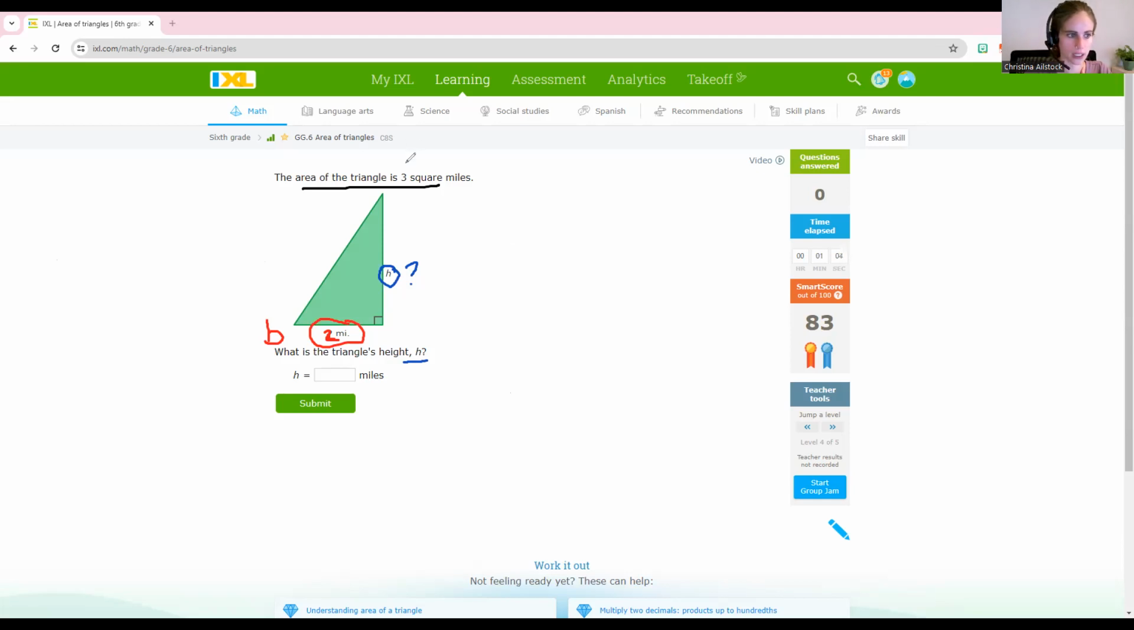Our area is 3 square miles, and that is equal to 1/2, or in decimal form, 0 and 5/10, times our base of 2 and our height, which is unknown, so we're going to leave that as a variable. All right, now what do we need to do? We need to solve for h. We need to find our height. I see there's some multiplication I can do. Let's simplify this first.